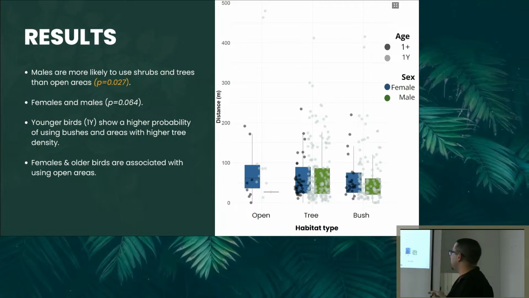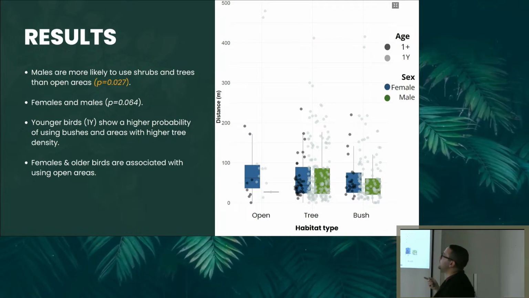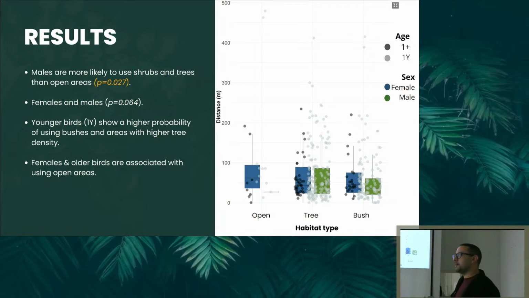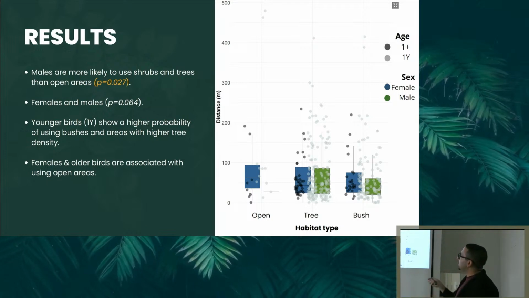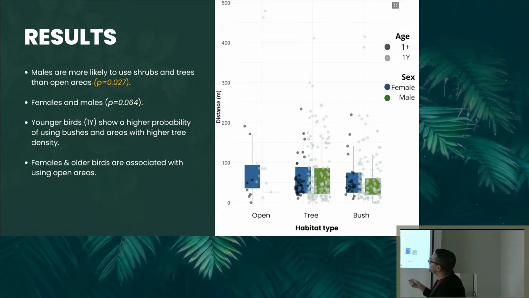And females, as you can see in the plot, were the only ones. Again, remember, we tracked these individuals for around 5 months, and we only had a single event, it's not really visible, of a male using open habitats. The ones only using open habitats were the females.